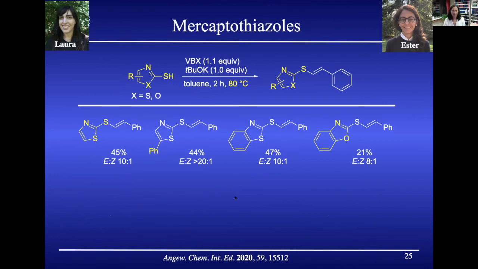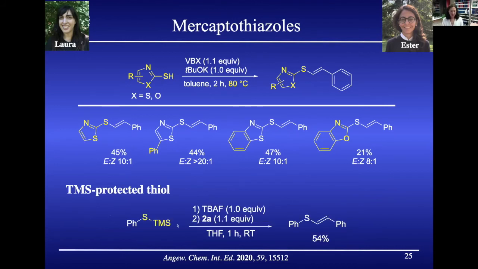We tried also mercaptothiazoles as substrates, as you see here. We had to increase the temperature, but it was also possible to vinylate on those, as you see there. And we could also take a TMS protected thiol and deprotect that with TBAF in situ, and then treat that with VBX and get a good deal of the vinylated thiol in this fashion too. So we think that could be a nice alternative for more complex substrates that you want to keep protected until it's time to do the VBX reaction.